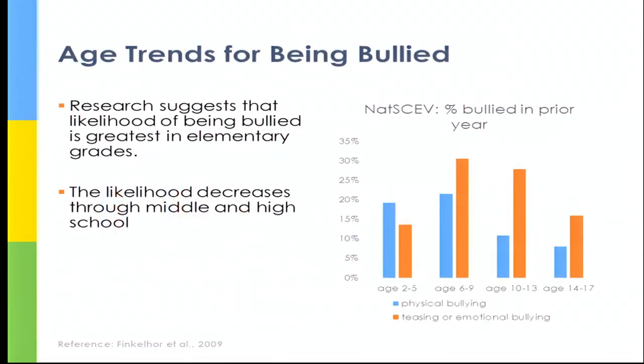Children's experience with bullying also varies according to their age. Research suggests that the likelihood of being bullied is greatest in elementary and middle school grades and decreases throughout the high school grades. So, for example, in the National Survey of Children's Exposure to Violence, where researchers looked at the experiences of kids aged 2 to 17, as you can see plotted here on the right, they found that children and youth were most likely to be bullied, whether physically bullied or emotionally bullied, in middle childhood, ages 6 through 9, followed by the 10 through 13-year-olds, then followed by the 2 to 5-year-olds, and finally followed by the 14 to 17-year-olds.